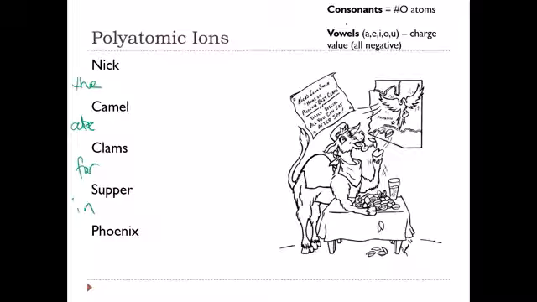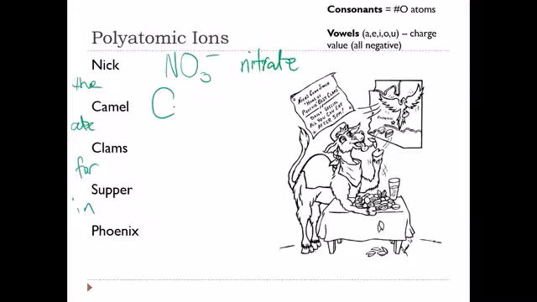So for example, Nick, N, and the number of consonants in this word, that is letters that are not A, E, I, O, U. So these are vowels, and any other letters are consonants. So N, C, K, those are consonants. That tells us how many oxygen atoms. So NO3. And then the number of vowels tells us the charge. There's 1 vowel, I, so NO3 minus. So this is nitrate.